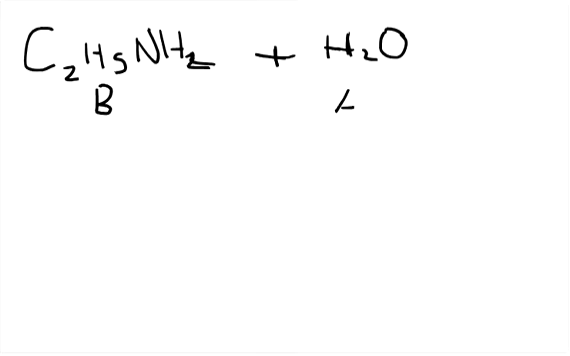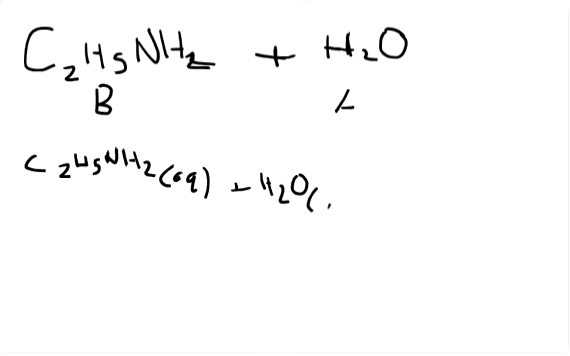So now we would write our reaction. First of all we need to write the phases as well. So C2H5NH2, this is an aqueous solution, AQ, plus H2O, which of course is liquid. And on the other side, we would have to write the conjugate acid and the conjugate base. If you know the acid and you know the base, it's easy to write them. We know that bases receive an H plus ion.